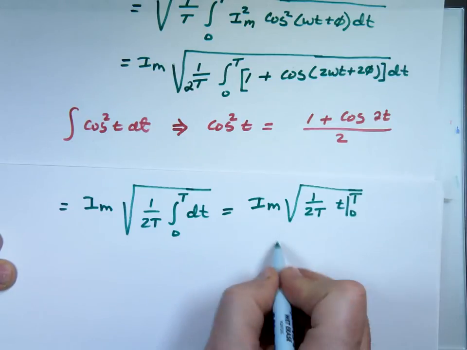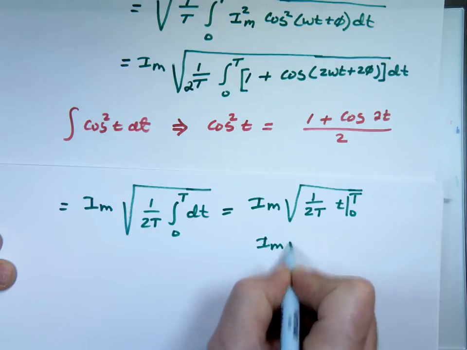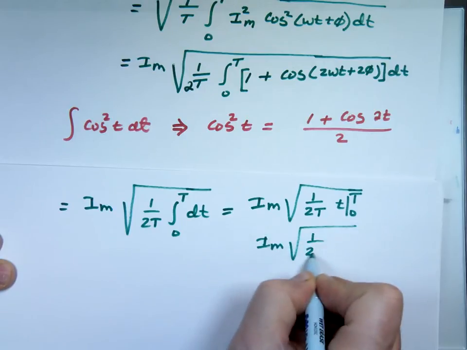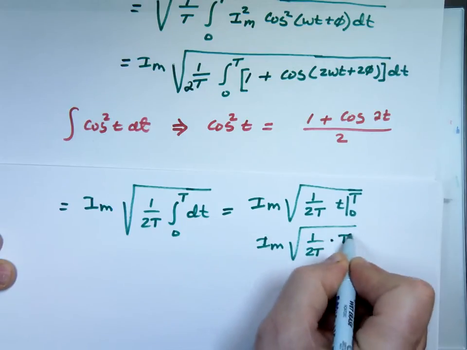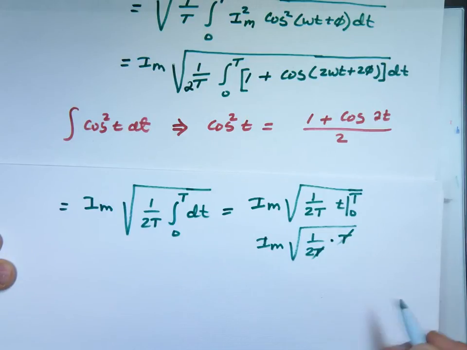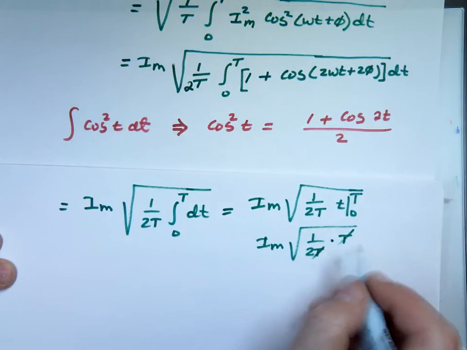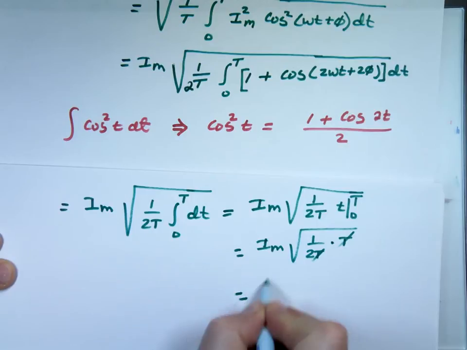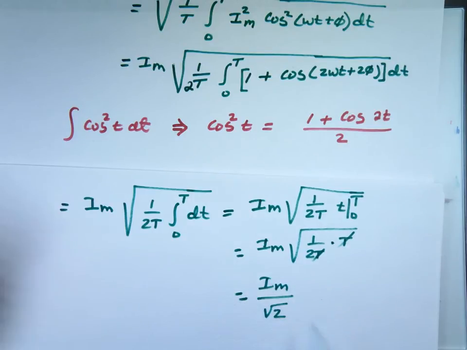So when you plug it in, times t, what will happen to the t's? Cancel. So this will be I sub m over the square root of 2. You take the peak value divided by the square root of 2, which actually ends up being 0.707 I sub m.